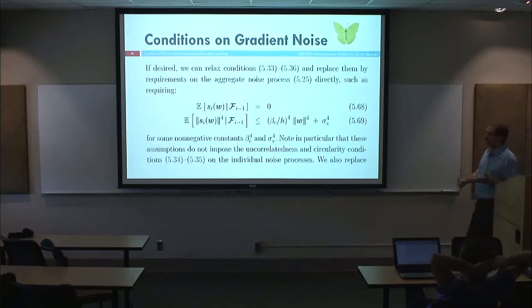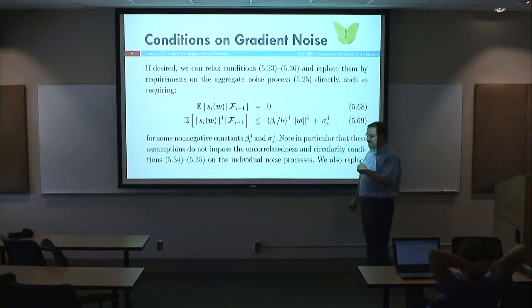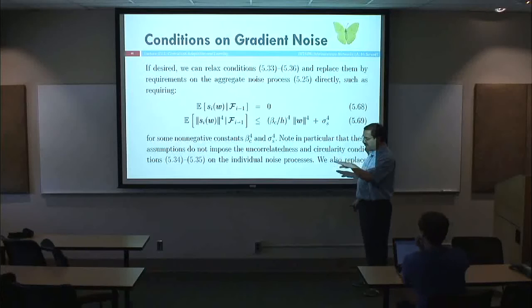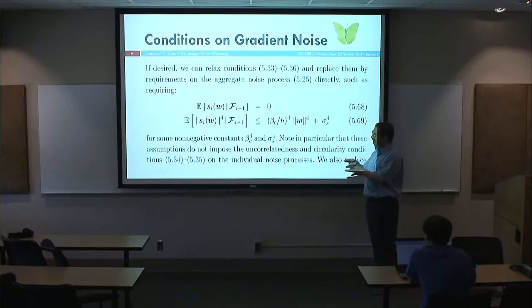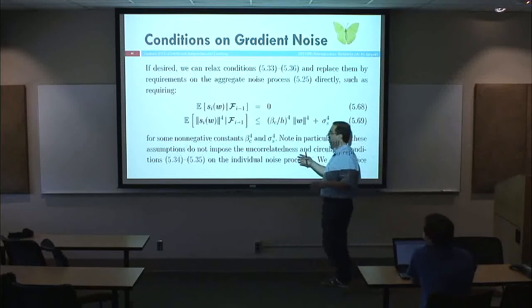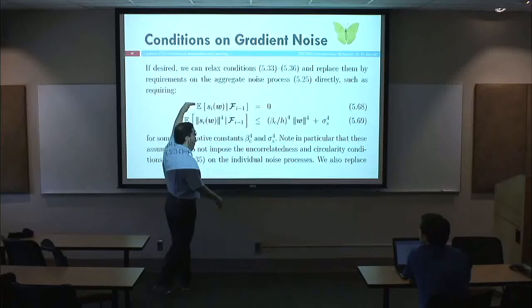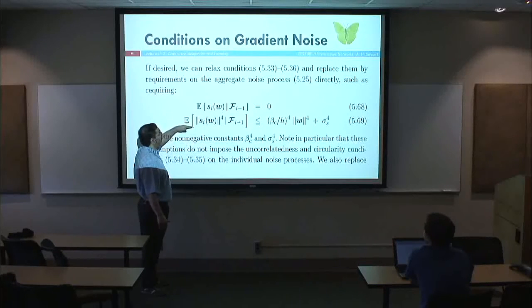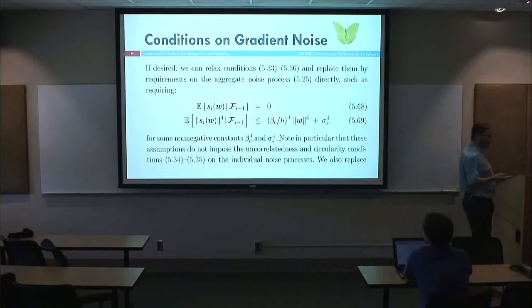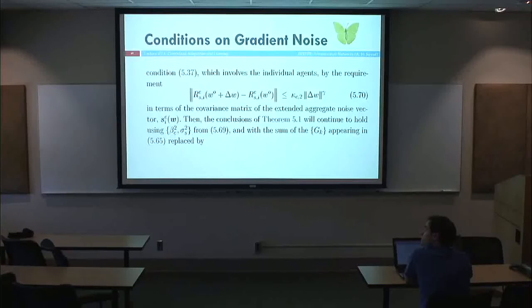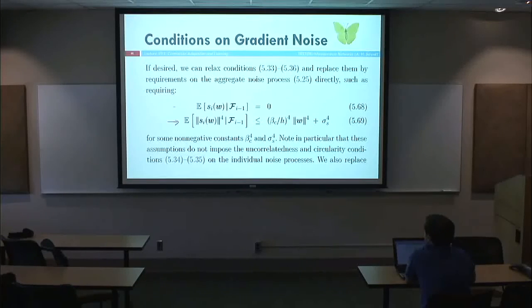Now, this is just the remark that I mentioned before. Rather than introduce the conditions on the individual gradient noises, assuming that they are zero mean, bounding moments, and that they are circular and uncorrelated, I can introduce the conditions directly on the aggregate noise. I can do that directly, okay? That's what this is saying. You can do that directly, and then, of course, you apply the result of the theorem. So you state the conditions directly on the aggregate noise.